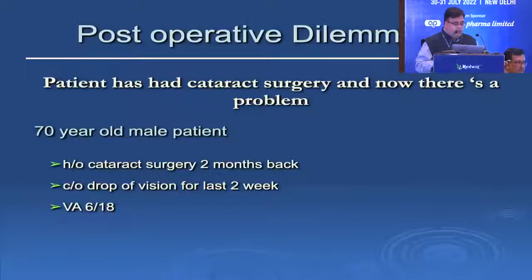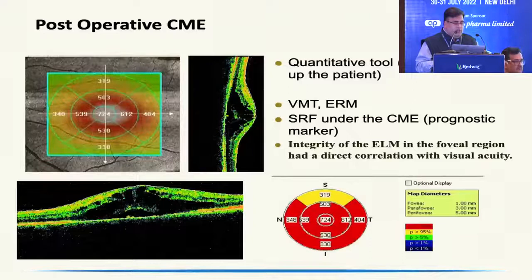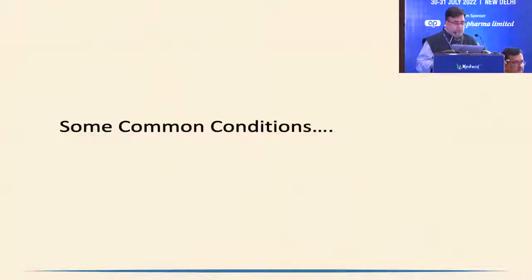You even look at a patient in post-operative conditions also. A patient who has had cataract surgery comes to you with a drop of vision two weeks after surgery, and you see this on OCT. You don't have to think too much now. You're dealing with a post-operative cystoid macular edema. You know what kind of plan you need to make, and you can counsel and manage him accordingly.